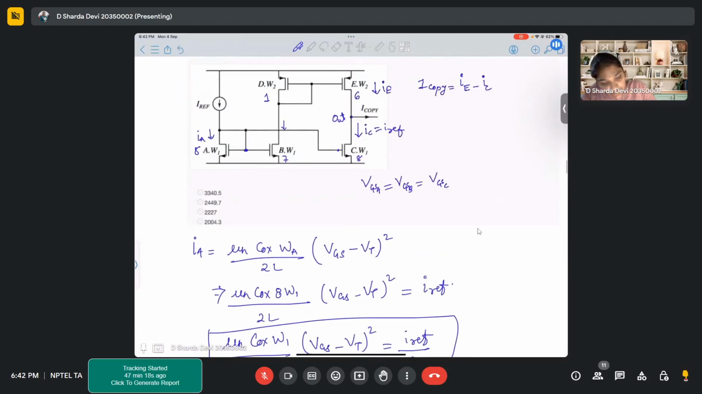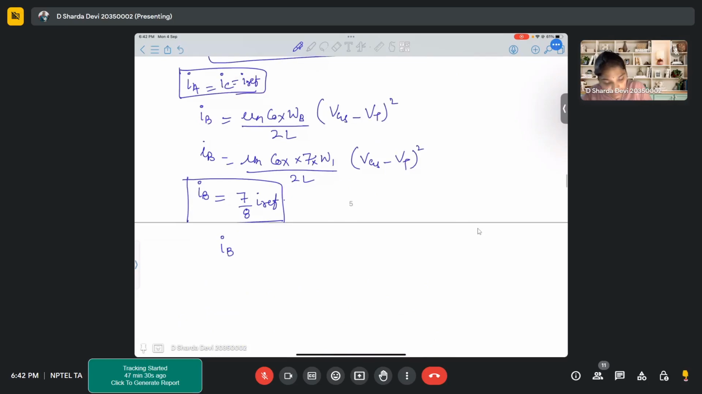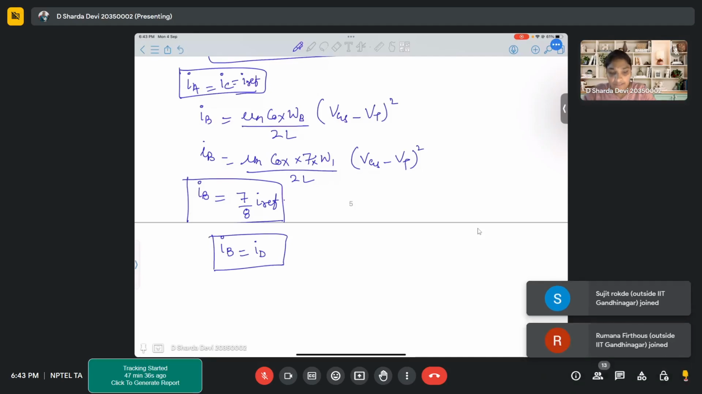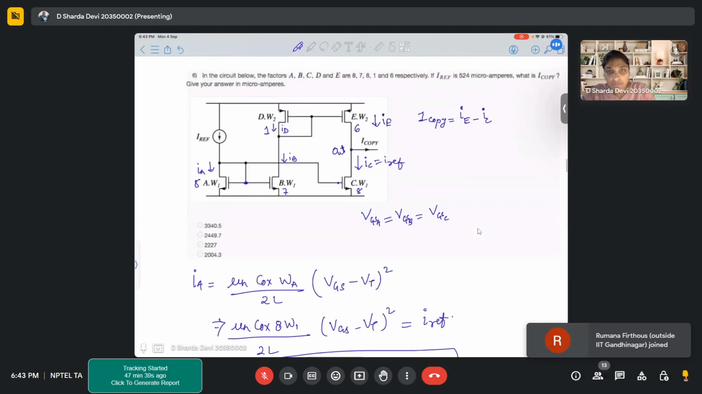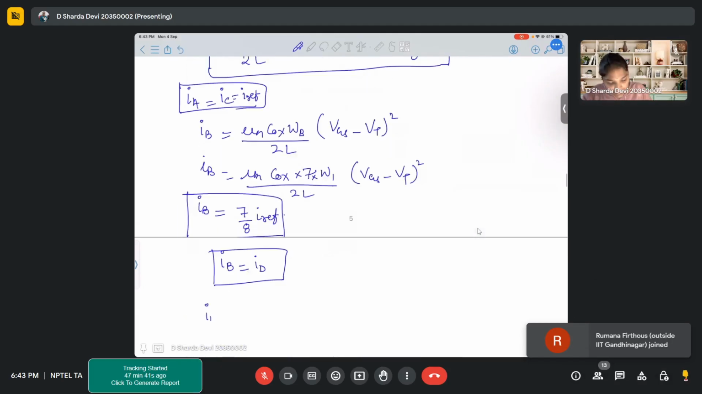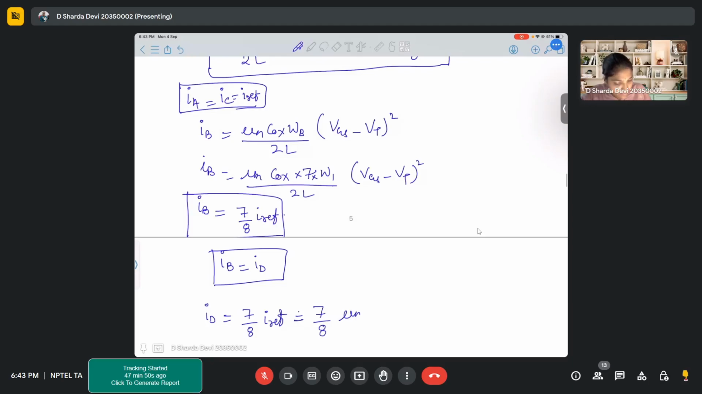Whatever current is flowing through IB, the same current will flow through ID, correct? IB equal to ID. Any doubts in this? Because they are in series again, and current in series will remain constant. So IB is equal to ID. So ID is 7 by 8 times of IREF, which is 7 by 8 times of mu n Cox W1 by 2L (VGS minus VT) whole square.